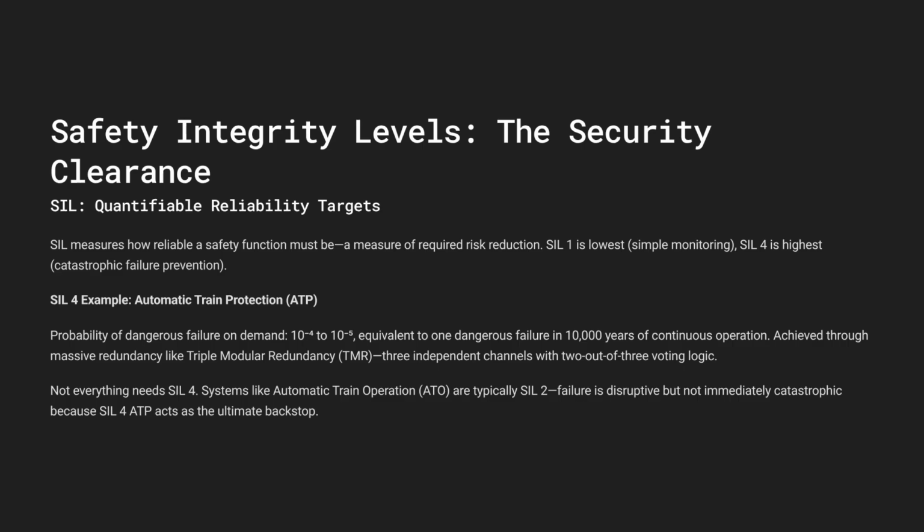What does that mean in real-world terms? Okay, think about it this way. Achieving SIL4 certification implies that the probability of that safety function failing dangerously when it's needed is calculated to be roughly equivalent to one dangerous failure in 10,000 years of continuous operation. 1 in 10,000 years. That seems almost theoretically impossible for any single piece of equipment. How on earth do engineers demonstrate that level of reliability?